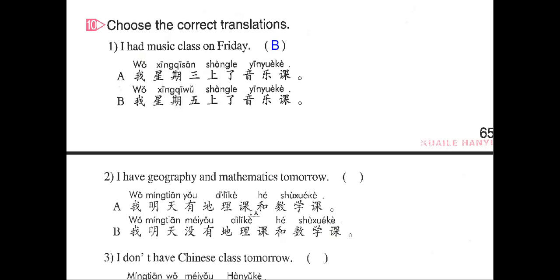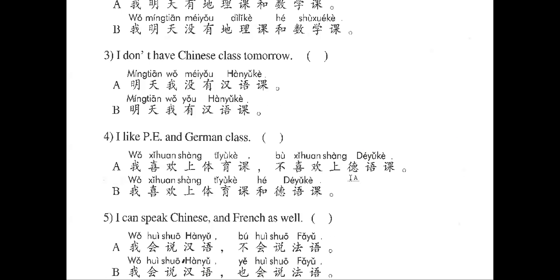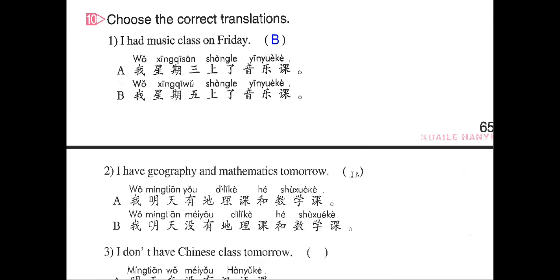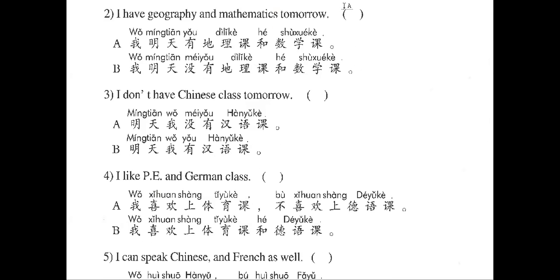We continue with the next one. I have geography and mathematics tomorrow. And again, we have 2 different sentences. 我明天有地理课和数学课 or 我明天没有地理课和数学课. If you realize the difference here is in this particle méi, which is not. So I have. I'm not saying that I haven't. So in this case, the correct one is A. I'm going to write it here. Sorry, just 1 second. A. Okay, so here you have A.